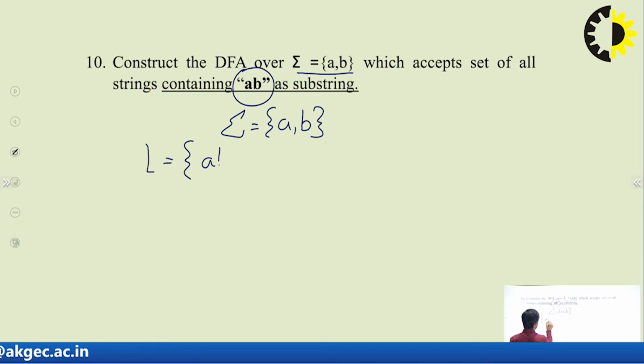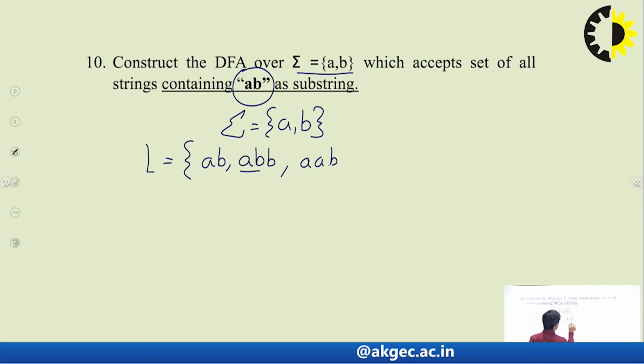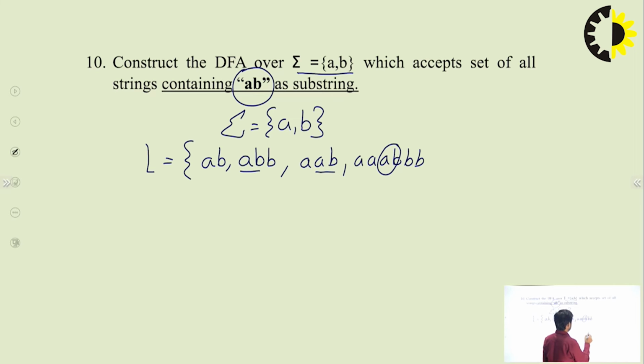So AB alone is in the language. A, B, B: AB is here. Now A, B is also present. A, B, B, B: AB is present here. BA, BA: see, AB is present here. And so on. So it will contain all the strings which contain AB as a substring.